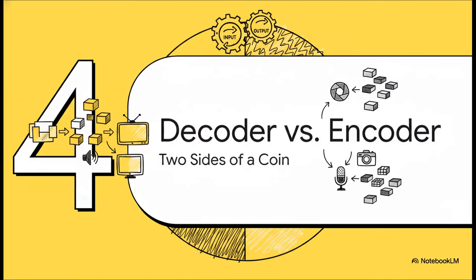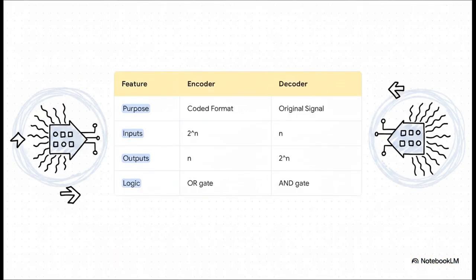Now, if we're going to talk about decoding, it's only fair that we also talk about its opposite number. To really get what a decoder does, it helps to look at its inverse, the encoder. This table lays it out perfectly. They are basically two sides of the same coin. An encoder does the exact opposite job.